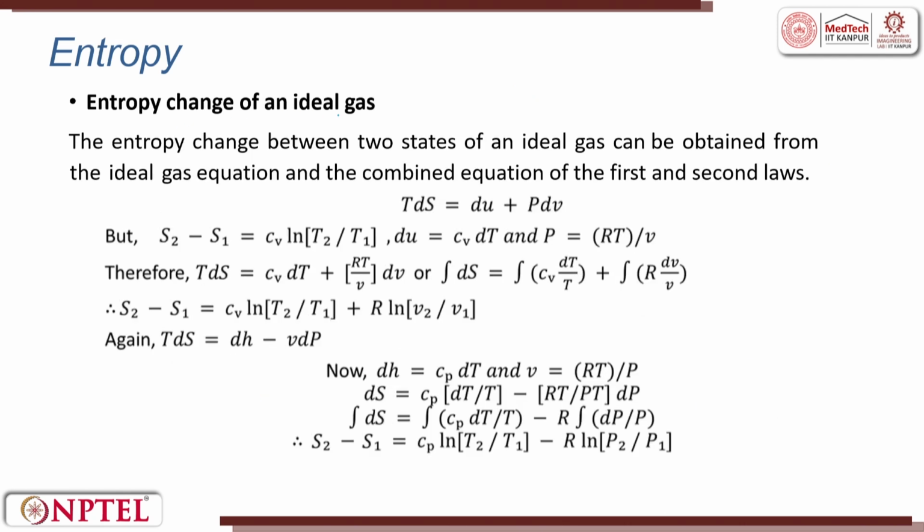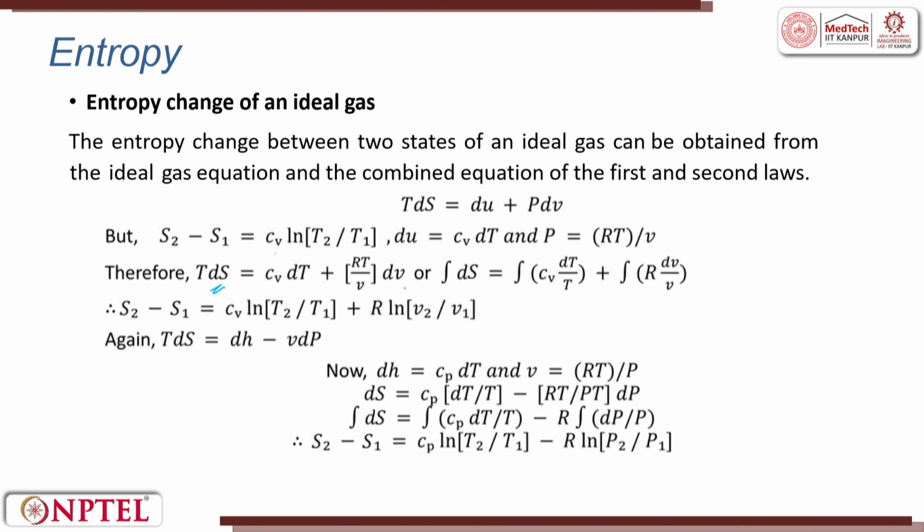The entropy change between two states of an ideal gas can be obtained from the ideal gas equation and the combined equation of the first and second law. TdS is equal to dU plus PdV. S2 minus S1 involves Cv times the natural logarithm of T2 over T1. dU is equal to Cv dT and P is equal to RT by V. Therefore, when we do TdS, you put this here for dU and this here for PdV.